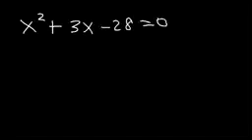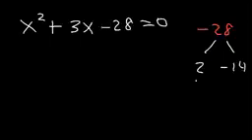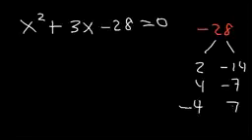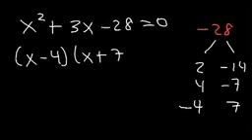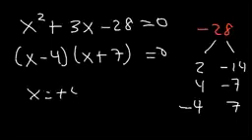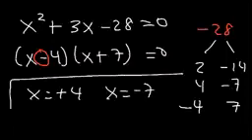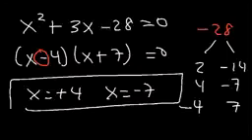Try this one. x squared plus 3x minus 28 is equal to 0. So what two numbers multiply to negative 28 but add to 3? So we have 2 and 14, and 4 and 7. 4 and negative 7 adds up to negative 3, but negative 4 and positive 7 adds up to positive 3, and still multiplies to negative 28. So it's going to be x minus 4 times x plus 7, which means that x is equal to positive 4. You need to change the sign, and x is equal to negative 7. So that's the solution to the equation.